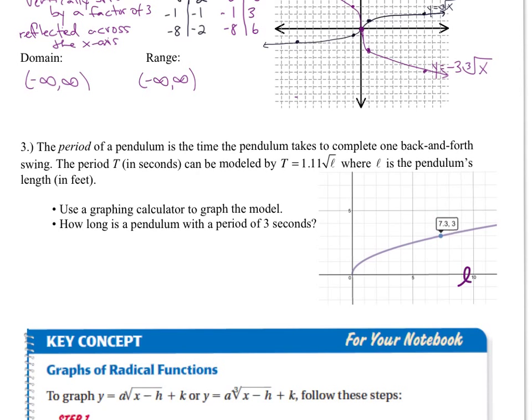The x-axis would be the length of the pendulum. So the length of the pendulum is the independent variable because the period, which is your dependent variable, which is your y value, is dependent upon the length of the pendulum. So in this case, the period depends on the length. It's asking us how long the pendulum is with a period of 3 seconds. So I had to find where my y value is 3. And then looking at the graph, it's the x value, which is the length of your pendulum. And it was approximately 7.3 feet.